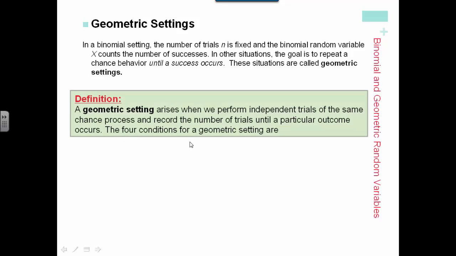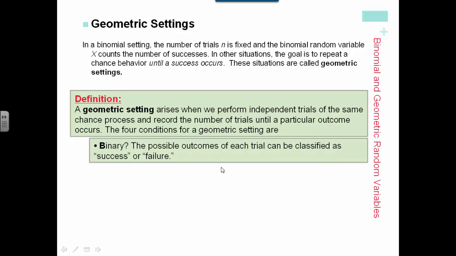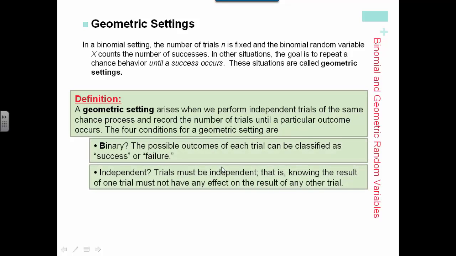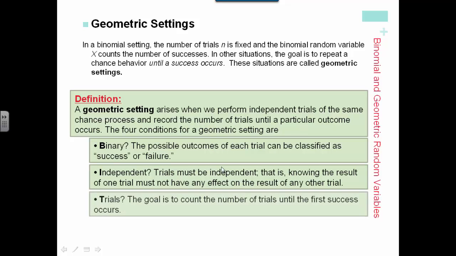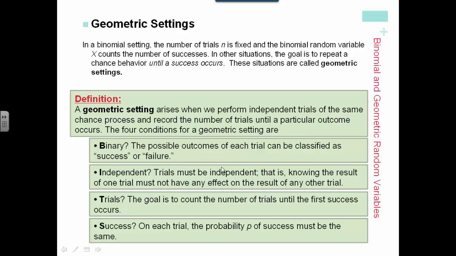A geometric setting arises when we perform independent trials of the same chance process and record the number of trials until a particular outcome occurs. The four conditions for a geometric setting are binary, independent, trials, and success. On each trial, the probability p of success must be the same. So now we're doing BITS.